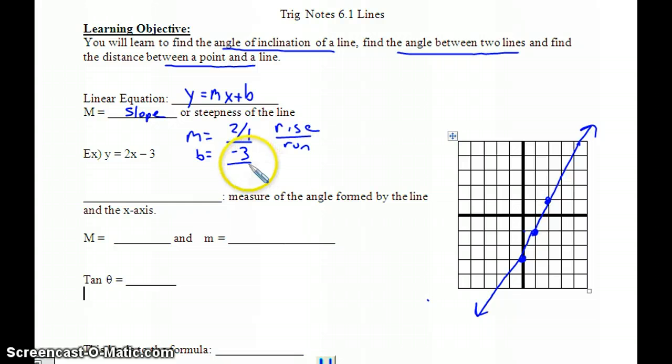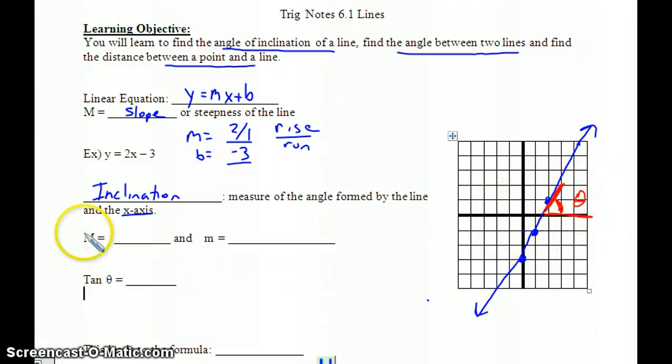What I want to talk to you about today is finding the angle of inclination. So the inclination of a line is the measure of the angle formed by the line and the x-axis. So the angle formed by the line and the x-axis. Here's the x-axis. Here's the angle from the line. We're talking about this angle right here. We call that theta. That's the angle of inclination. So we're going to try to figure out what that angle is.